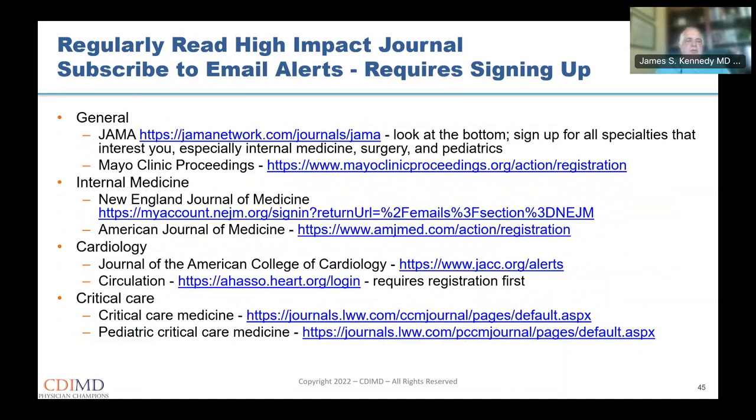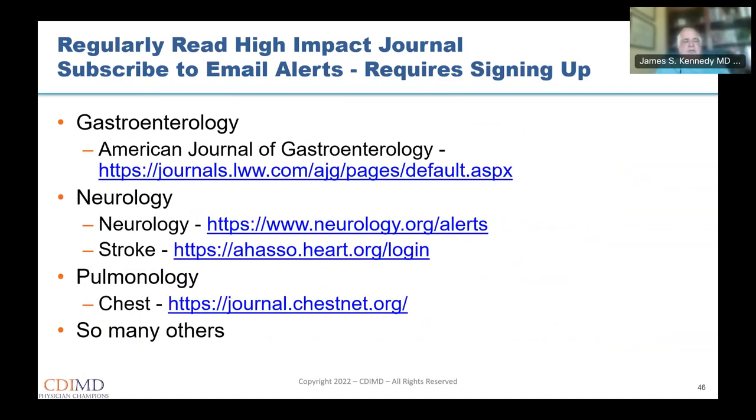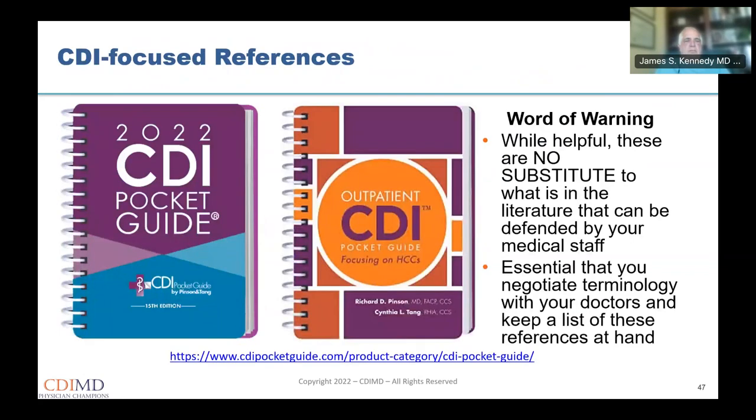Also, getting alerts from various high impact journals that you can read helps you keep up to date. References to these are part of your handout. We encourage you to sign up for what's interesting to you. And again, maintaining one's clinical competence in this arena is, in my mind, a very important part of learning, staying up to date, and demonstrating your growth in what you're doing. Dr. Pinson, again, does try to keep up himself and will incorporate these in the books. But nevertheless, we still have our own responsibilities in doing this.